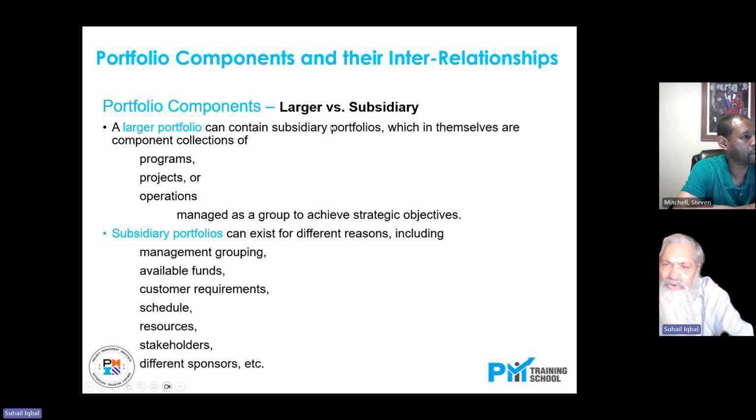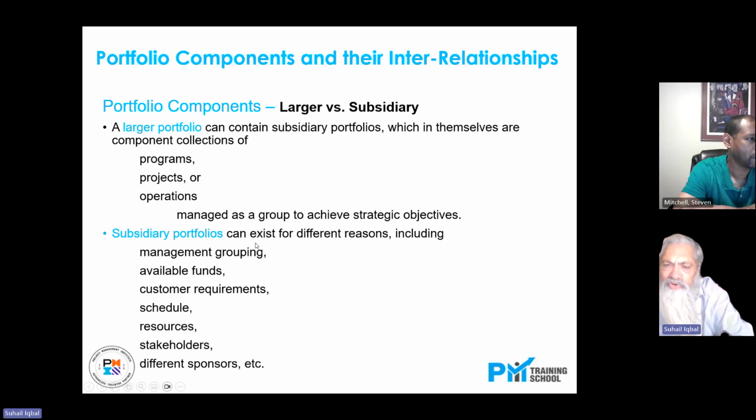Okay. So there are two types of portfolios. There could be larger portfolios, the top level main portfolios, and the subsidiary portfolios. The larger portfolio can contain subsidiary portfolios under them, which in themselves are component collections. So a subsidiary portfolio could have their own programs, projects, and operations.